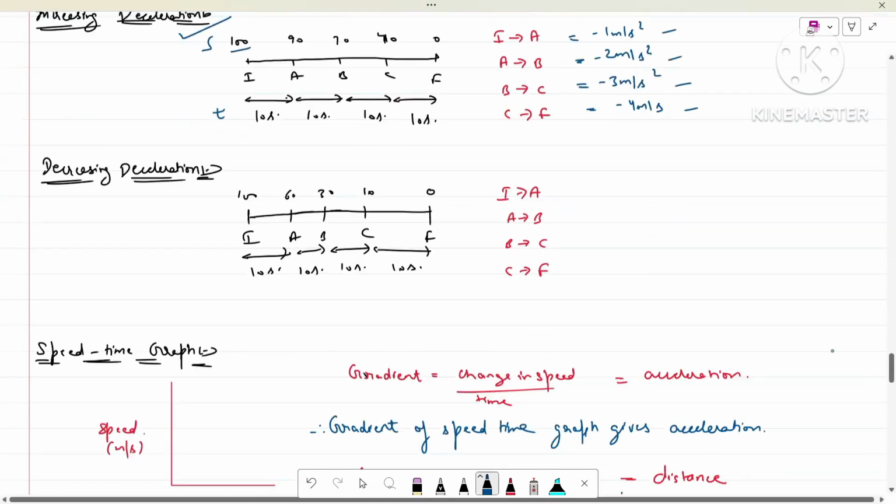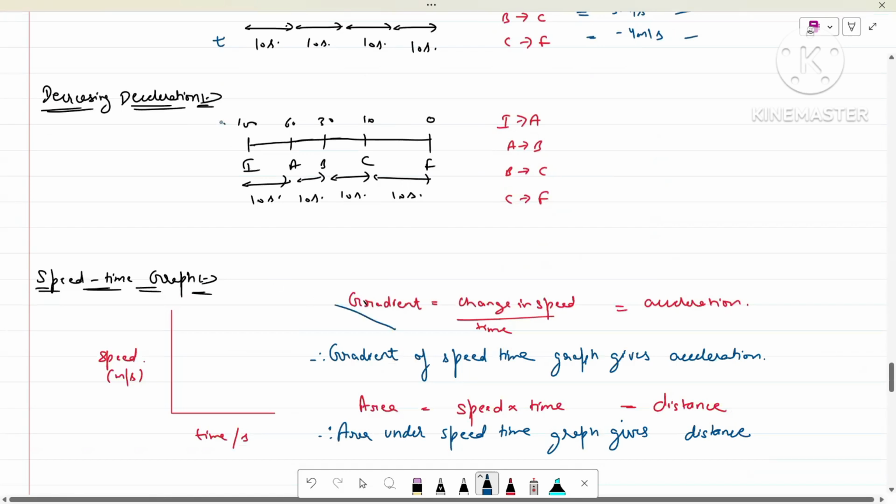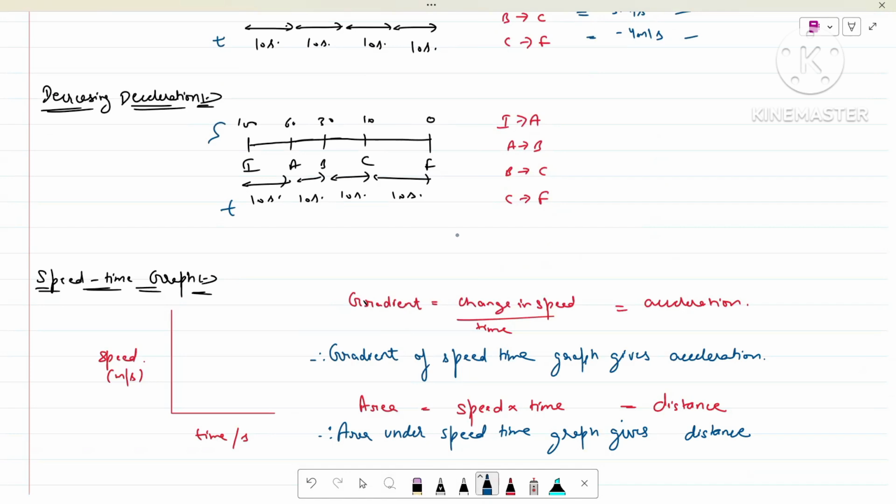Now decreasing deceleration. Again, this is speed, this is time taken. So we can see when the object reached A from I, the change is 40 meter per second in 10 seconds. So the deceleration is minus 4 meter per second square.